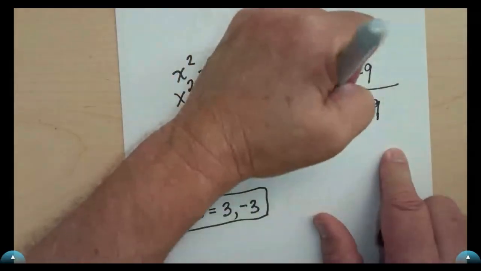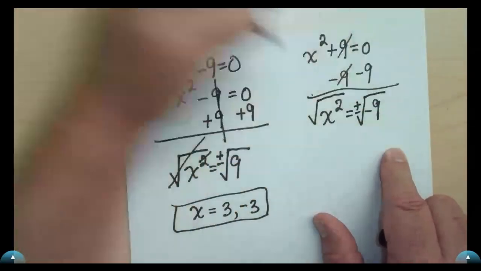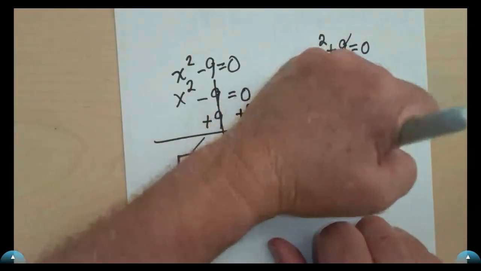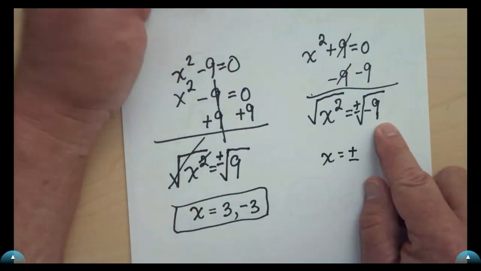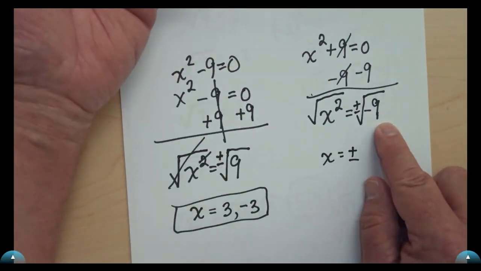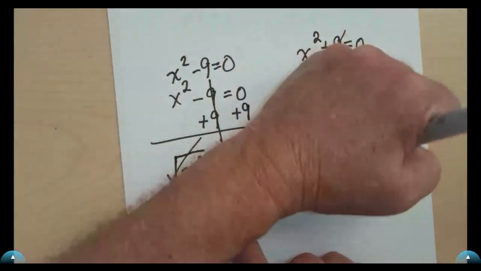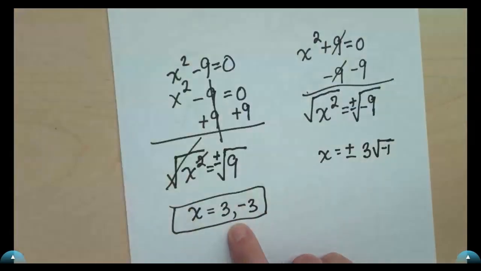If we try that here, remembering that every number has a positive and negative square root, I get x equals plus or minus, well, remember the square root of negative 9 is the same as the square root of positive 9 times the square root of negative 1. So I get plus or minus 3 times the square root of negative 1, and that's as far as I can go.